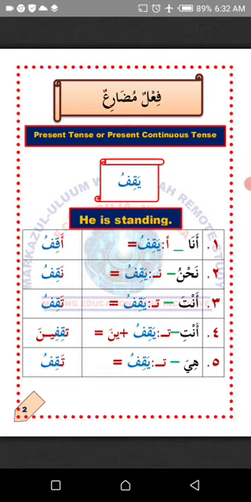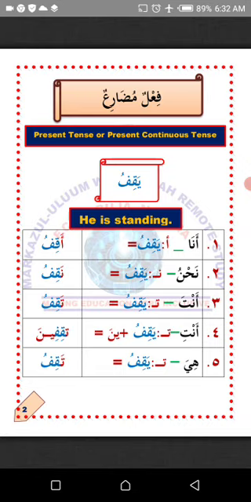Ithnan, number two. Nahnu, we. So how do we change the verb yakifu to suit nahnu? All you need to do is to detach yaun and attach nunun. So the verb yakifu will now become nakifu, which means we are standing.